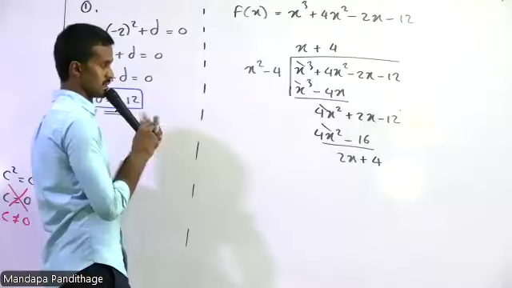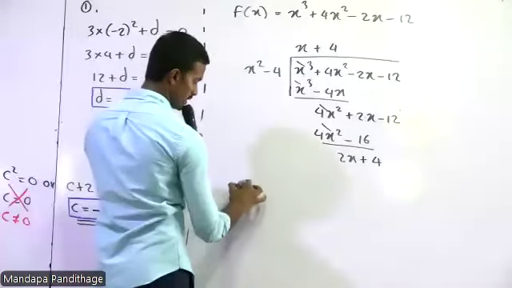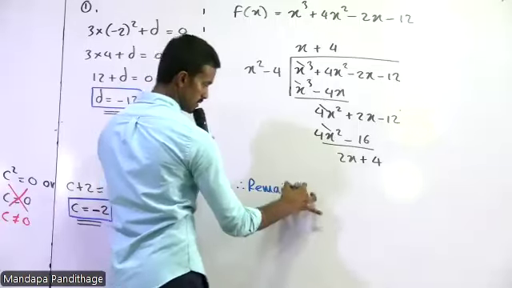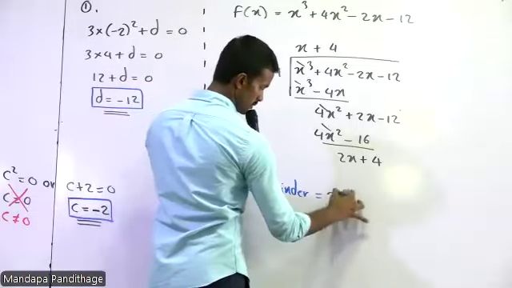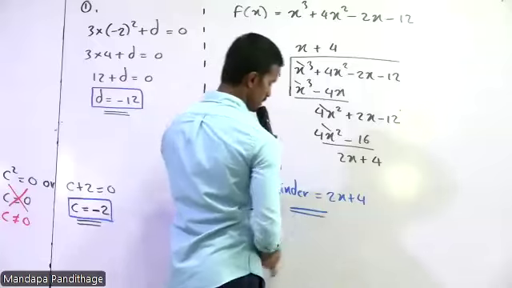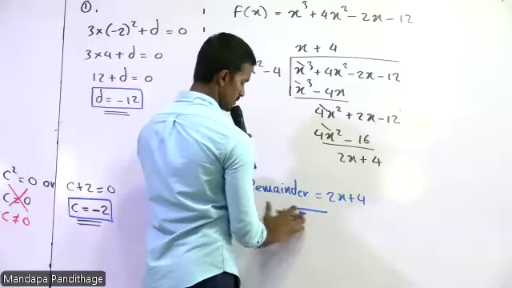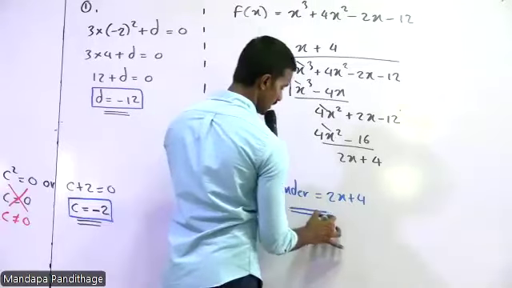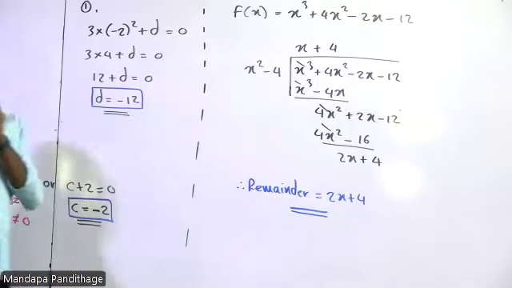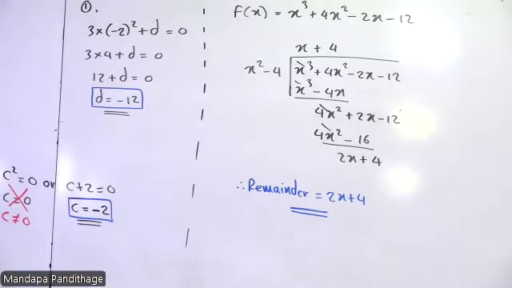So what is the question they are asking? Find the remainder. So the remainder is 2x plus 4. Clear? Okay, remainder is 2x plus 4. Complete this and do the next one, 2019. I need the entire class to get correct answers in that one. Not 1, 2, 3. Everyone should get answers.